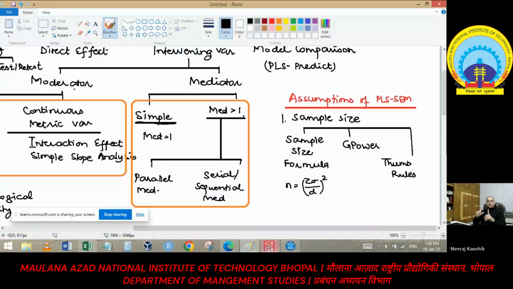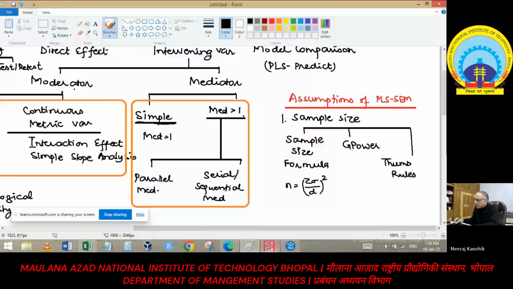PLS-SEM says what is the largest construct, not the entire scale, largest construct. Let's say the largest construct is of 8 items. So multiply by 10, on a sample of 80 you can work in PLS-SEM. So the 10 times rule in the CB-SEM, AMOS, says 10 times the number of statements in the entire scale, all the scales, while in PLS-SEM, 10 times the number of statements in the largest construct. So it can work on a very small sample size.